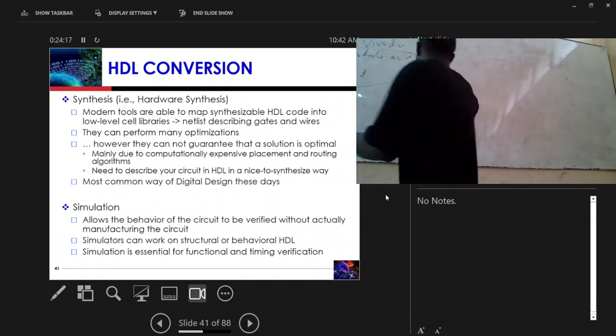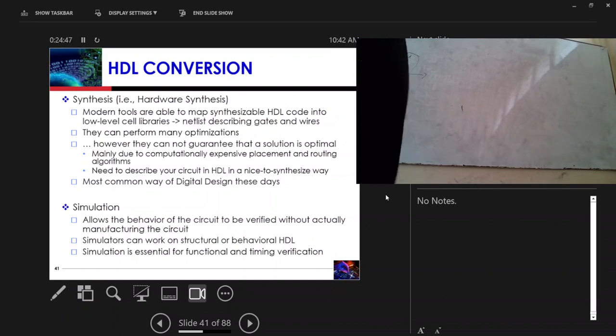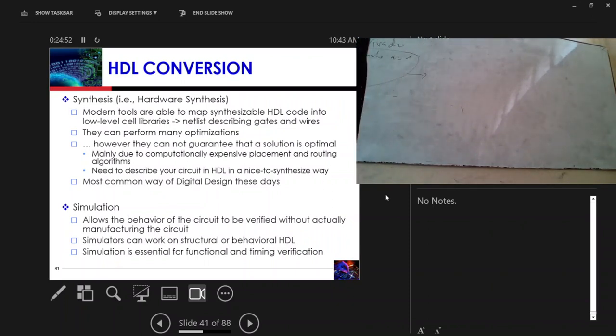Okay, so now we convert our models into logic gates using... somebody has said that I am giving free marks, right? Somebody has sent the information that I'm giving free marks, right? Who sent the information that I'm giving free marks? Nice.